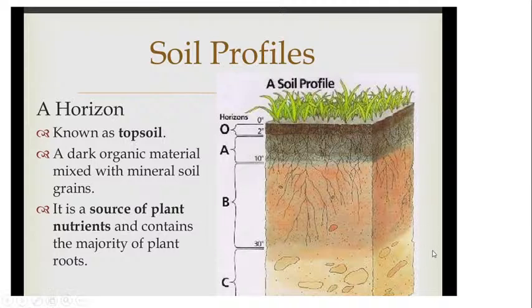Now, the next layer is the A layer. O horizon means only the organic layer, where you see only dead and decaying material, leaves and vegetable plants. Then the A horizon is known as the topsoil. It is the dark organic material mixed with mineral soil grains. It is the uppermost layer below the organic horizon, mixed with the mineral grains, and it is darker in color and lighter in texture than the B horizon.